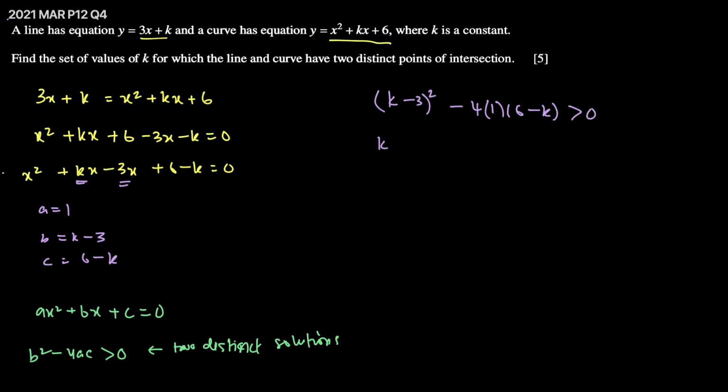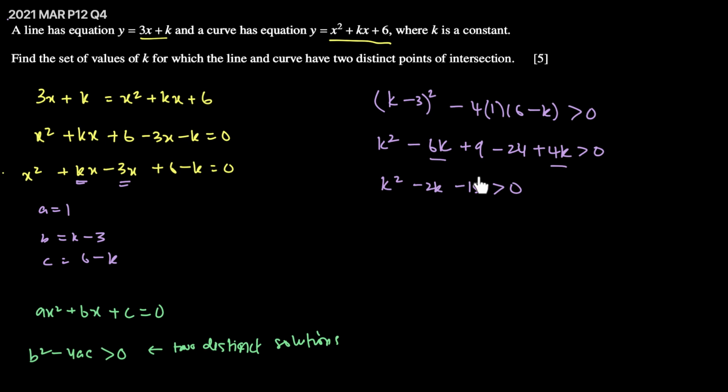So let's solve for this. We have k squared minus 2 times 3 times k, which is 6k, plus minus 3 squared, so plus 9. And then we have minus 4 times 1 times 6, so that's minus 24. And then we have minus 4 times 1 times minus k, so we have plus 4k. And that's greater than 0. Now, if we group the terms together, we have k squared minus 6k plus 4k, so that's minus 2k, plus 9 minus 24, so that's minus 15. That's greater than 0.